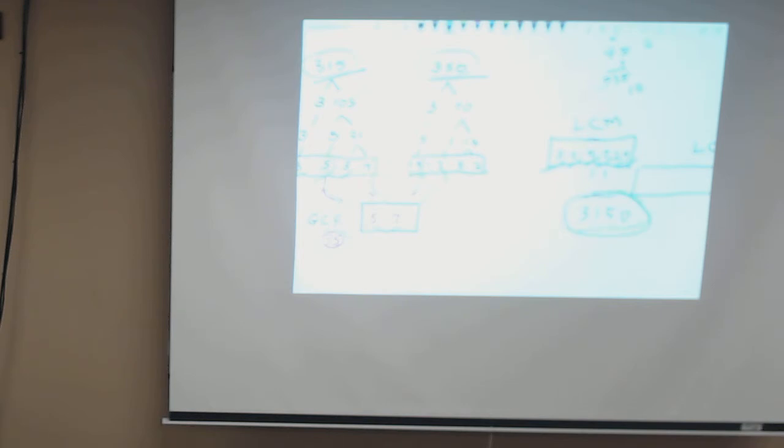3,150. There's the least common multiple of 315 and 350. And here's the greatest common factor, 35. See what's going on?